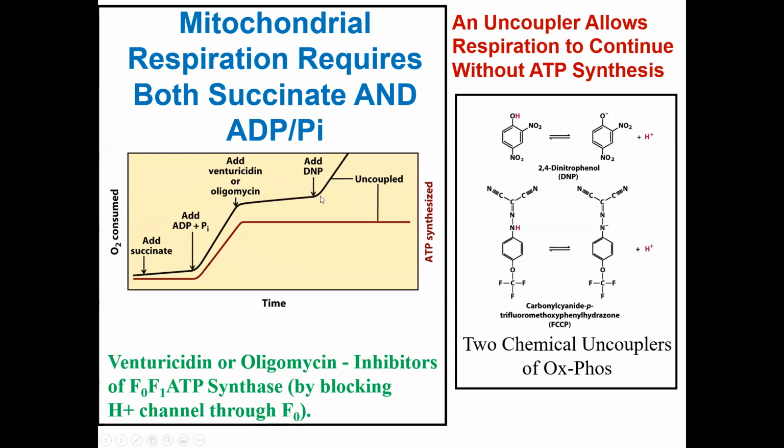You can see that you can actually consume oxygen. You can continue to take molecular oxygen and transfer electrons to molecular oxygen to produce water. That means you can continue to burn fuel, but not synthesize any ATP. And that's why these molecules are called uncouplers.